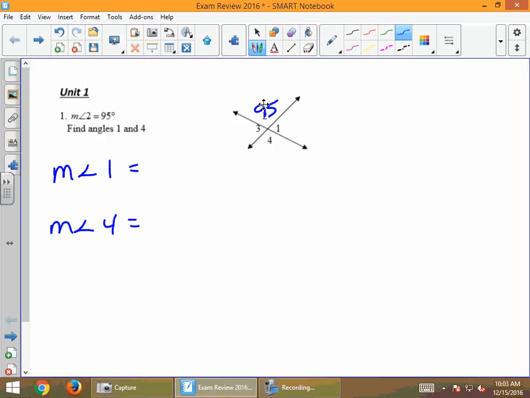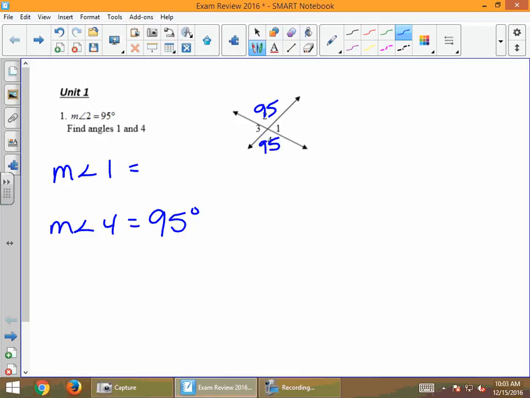Can we find one of these right away? Yeah, which one can we find? 4. What do we know for 4? 95. Why is 4 95 degrees? Vertical angles, and very good, they are congruent.